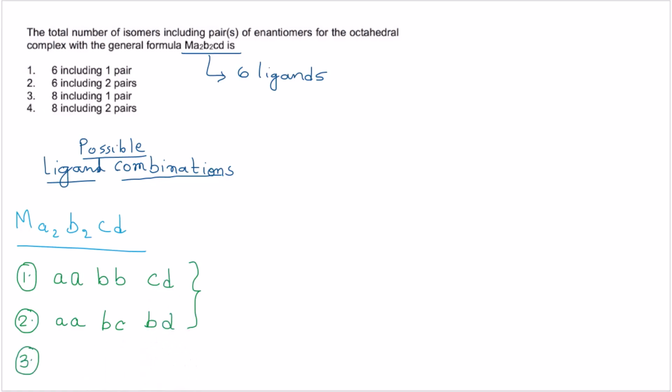Now let us see if there are combinations with AB. AA is done, so we put AB combinations. So there are two A and two B. We can have AB, AB, and CD. Now what other possibilities with AB? We have AB, and A can combine with C to form AC, and B can go there and form BD. So AB, AC, BD.